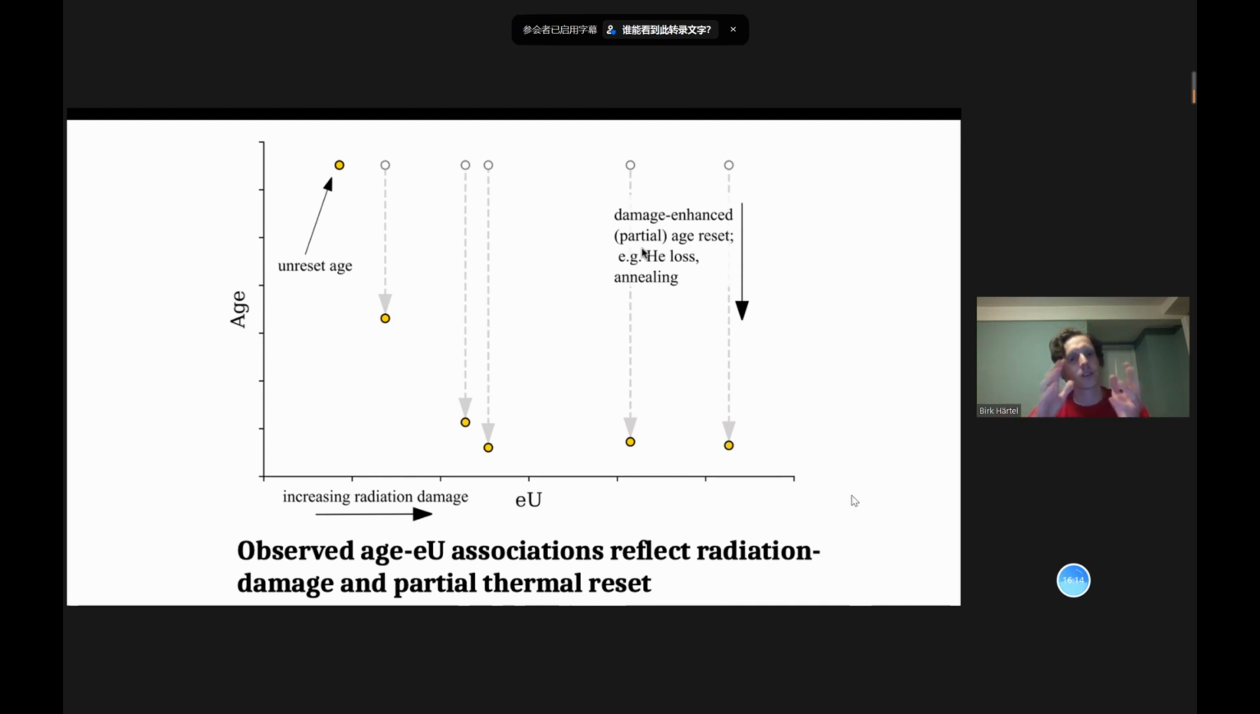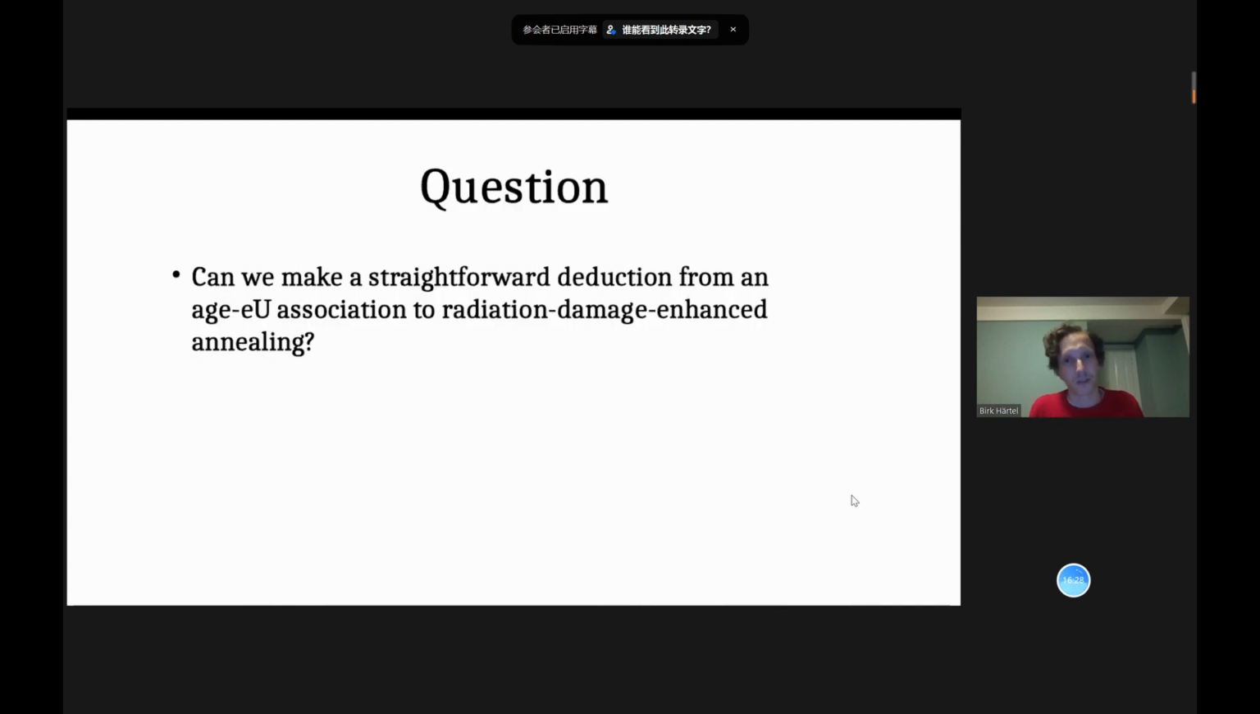So if we take such a sample, the ones on the right are the ones that will suffer most from the thermal event, whereas the ones to the left are more stable. Okay. So now we can ask the question: it's a very plausible explanation, I would say, but can we make a straightforward deduction from an age-eU association that we observe in our data to a radiation damage enhanced annealing in our sample? So just the question, is it always the case that radiation damage brings us this pattern? And if we see it in our sample, can we then use this?